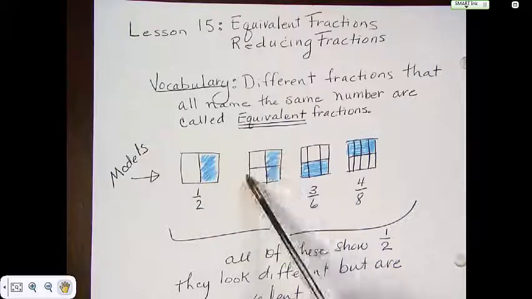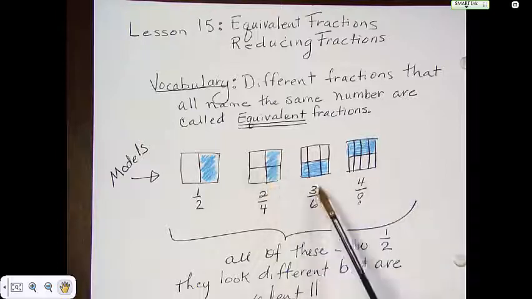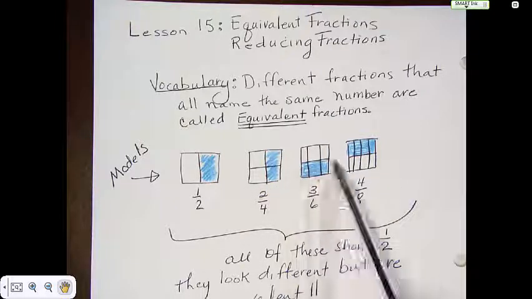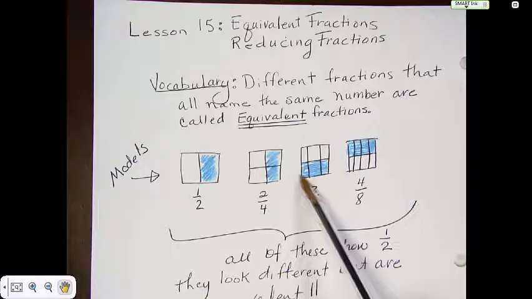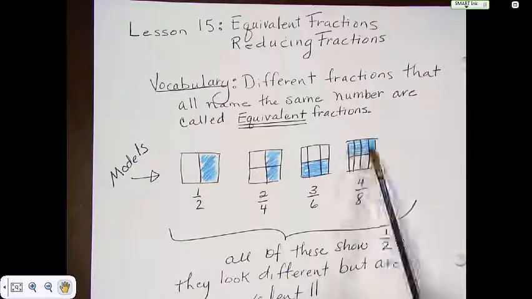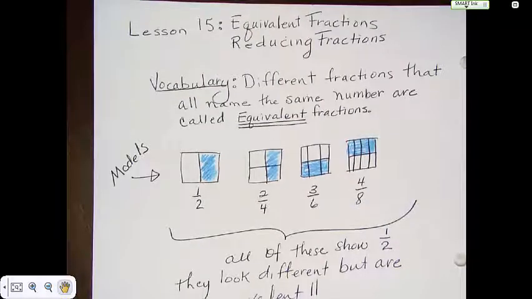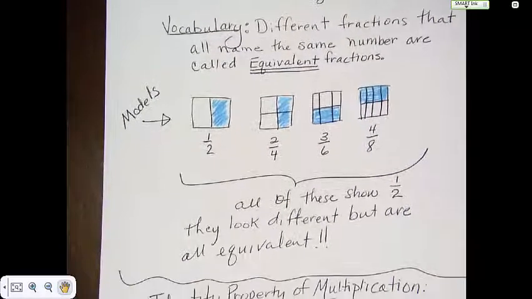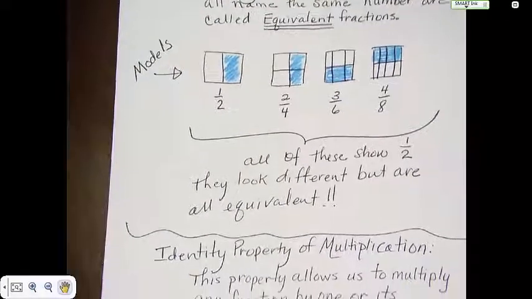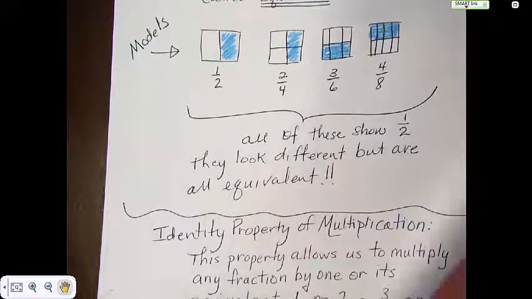2 of the fourths are shaded here, but guess what? It still covers the same area. 3 of the 6 boxes are shaded here, but still covers 1/2 of the box. And 4 of the 8ths are shaded here, and that still covers 1/2 of the box. All of these show 1/2, and they look just a little different, but guess what? They are all equivalent. So that's one of the first major vocabulary that we need to talk about in this particular lesson.